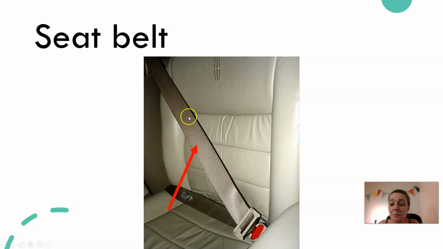This is a seat belt. It is very important to wear a seat belt. It is the law, and it will help protect you.